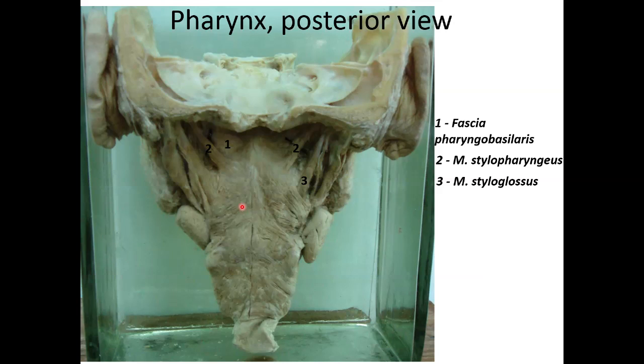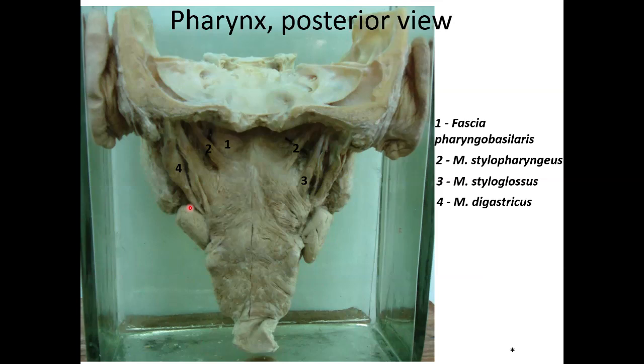What is number three? It's musculus styloglossus. It's close to stylopharyngeus, but it is inserted into the tongue. And number 4, here it is. What is it? Number 4 is musculus digastricus. This photo you will also find in your control test.